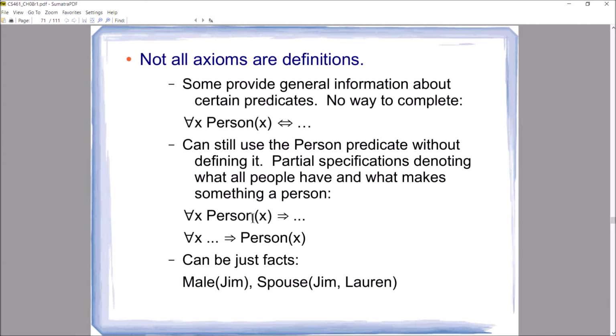So for all x, if you're a person, that implies something. Or for all x, something implies you're a person. That is allowable in first order logic, and it is useful from time to time. For now, we'll just make a note of it.